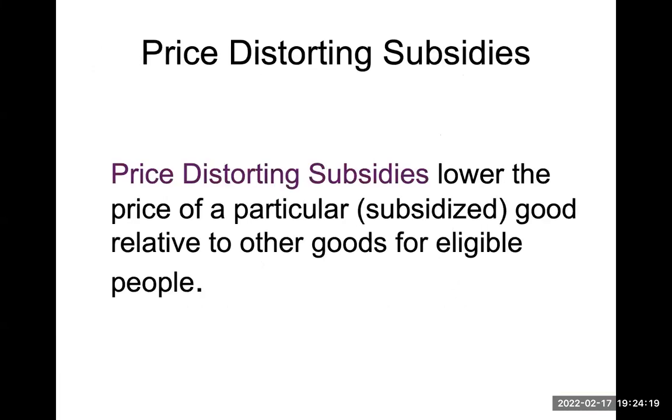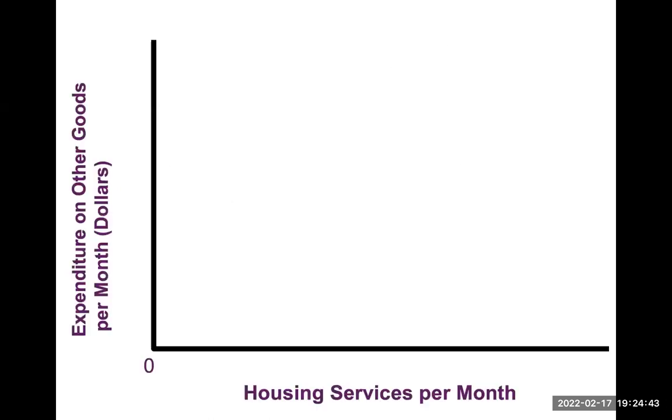That's inefficiency or efficiency. And when we touch upon the price distorting subsidies, we would say that price distorting subsidies would lower the price of particular goods relative to other goods for eligible people. So this is price distorting subsidies.